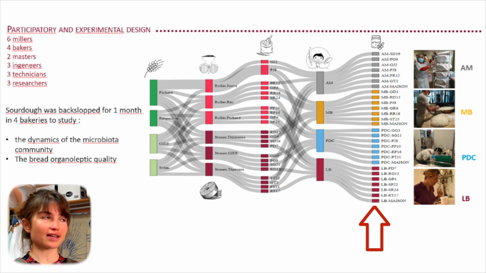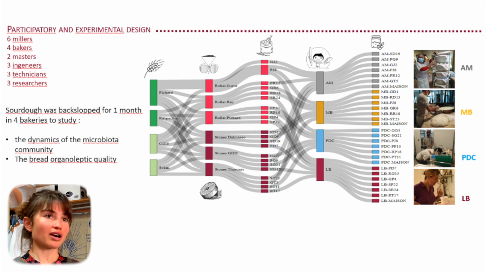They initiated 7 sourdoughs in their bakeries with these experimental flours together with their own usual flour, and they backsloped them for around 1 month. At the end, breads were made with the sourdoughs and their corresponding flours.